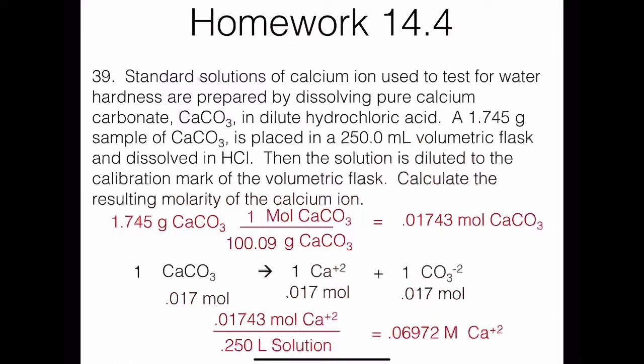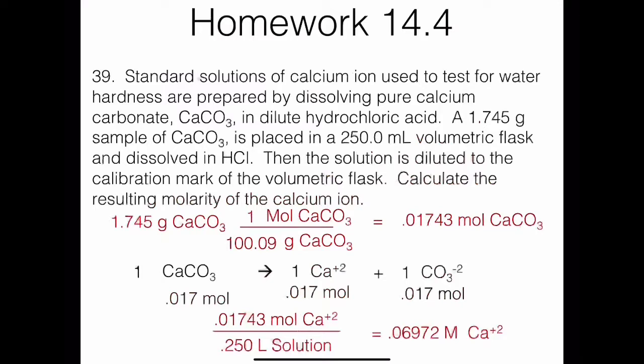What we need to do first is figure out how many moles of calcium carbonate we have, because we need to be able to calculate the molarity of this solution, or rather the ions in this solution. So we have 1.745 grams of calcium carbonate, and then we do a quick conversion using molar mass to get us to moles. That gives us 0.01743 moles of calcium carbonate. Remember, this is moles of calcium carbonate, not moles of the calcium ion, but we can do a quick balanced equation to determine how the number of moles of calcium carbonate relate to the number of moles of calcium ion.